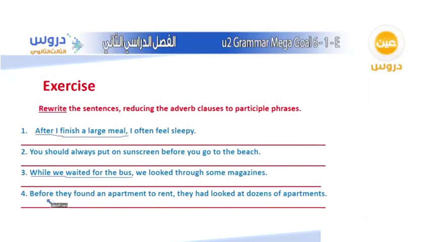Number 4, before they found an apartment to rent, they had looked at dozens of apartments. So the answer is before finding an apartment to rent, they had looked at dozens of apartments.